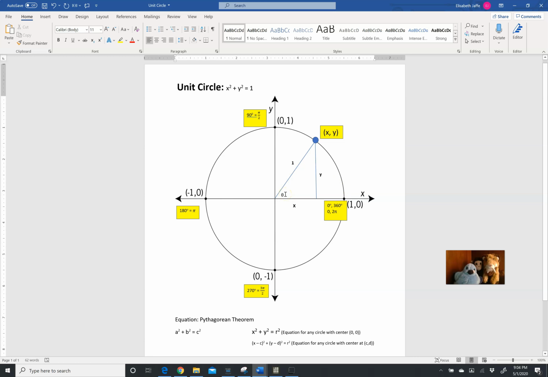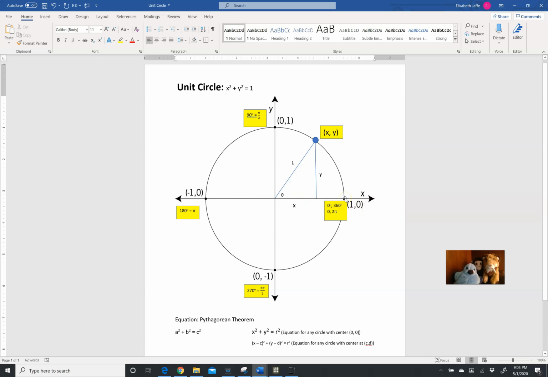And we said, okay, well, the sine of theta is equal to y over 1 in the unit circle. So our y values here are the sines of the angles. And the cosine of theta is equal to x over 1. So the x values here are the cosines of the angles. We were able to label the angles.